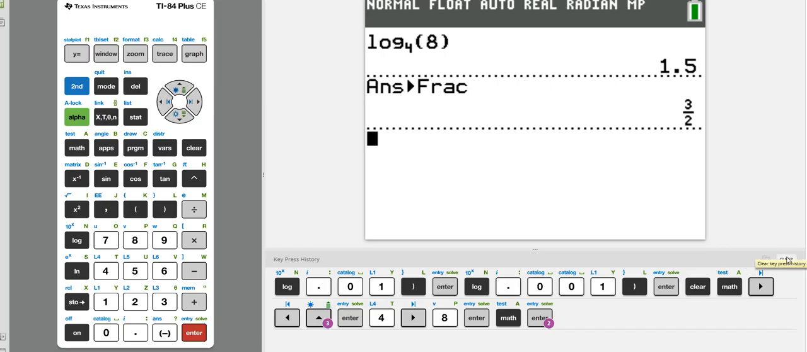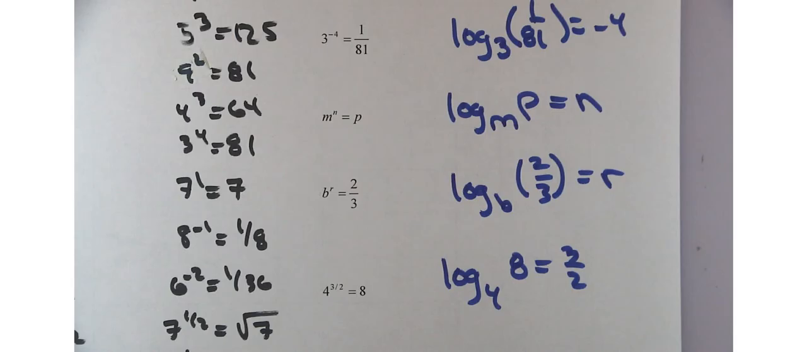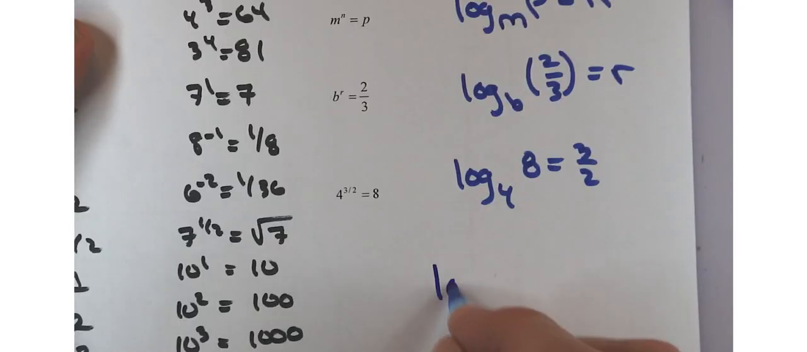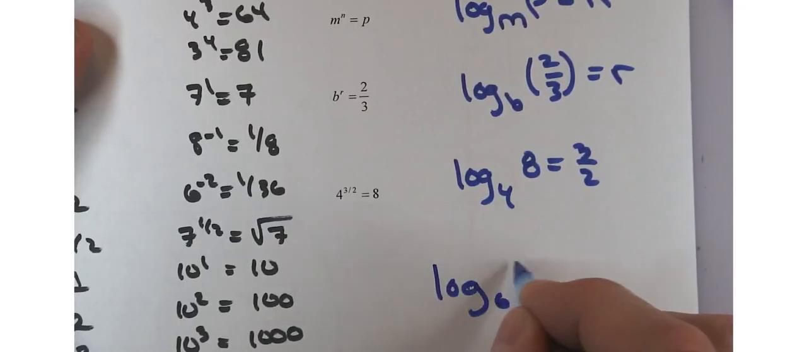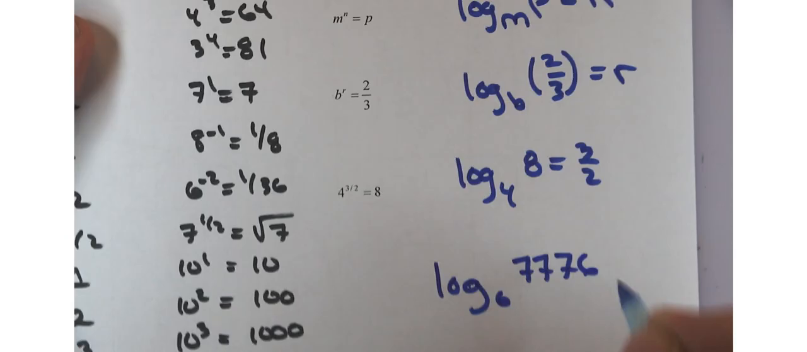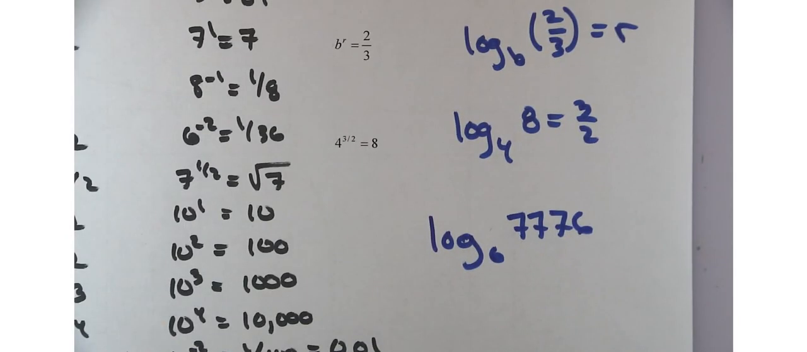Why don't you try it with log base 6 of, let's try an interesting number, 7,776, and see what you get. Make sure that you get a nice even number. I think you should.